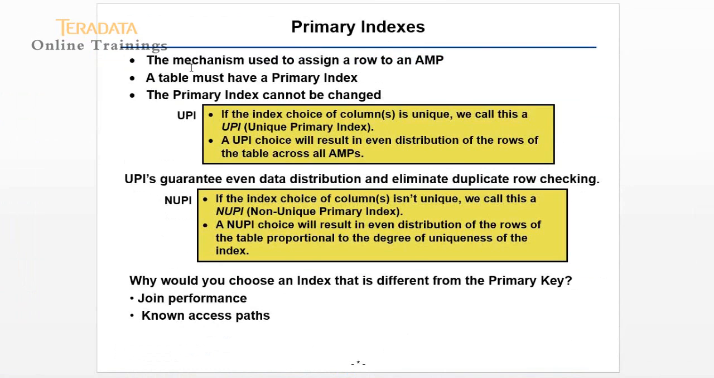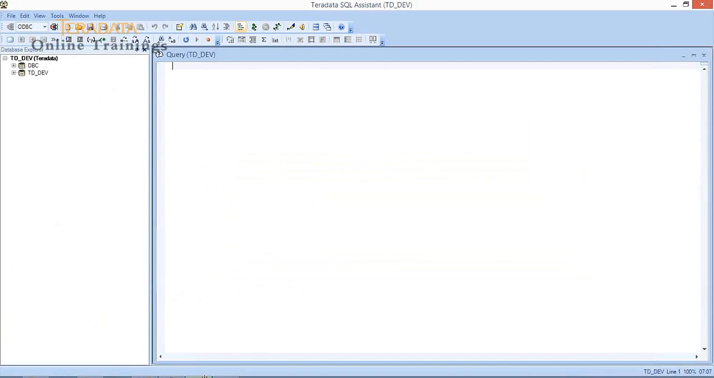Whenever you create a primary index, the data will be distributed based on the primary index through the AMPs. For example, whenever you create a table, you define the primary index on that. So the data will be distributed evenly based on the primary index. And a table must have a primary index.